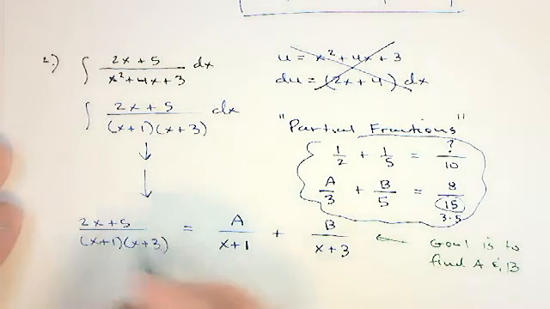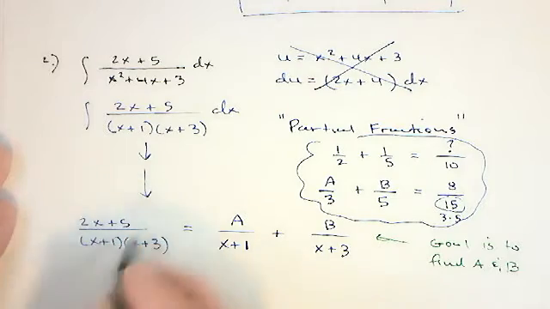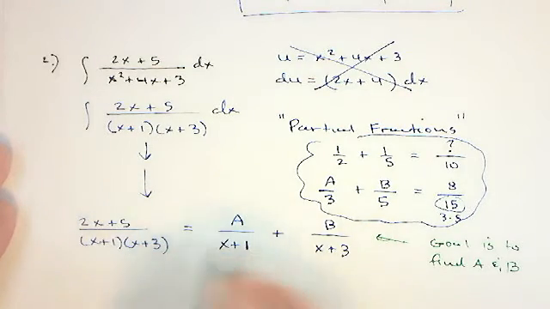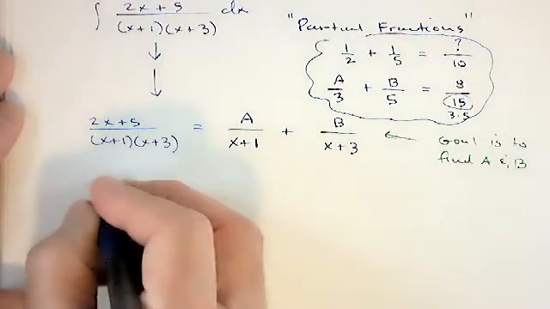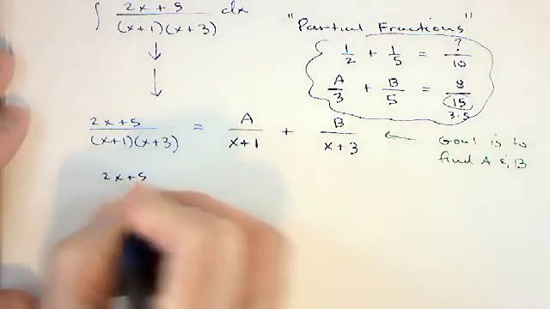Then the idea is, instead of integrating this fraction, which we couldn't do, we could integrate each of these separately since they add up to this. And those should be easier. Okay, so this is going to be our setup. But to actually solve for a and b, here's the best thing to do.